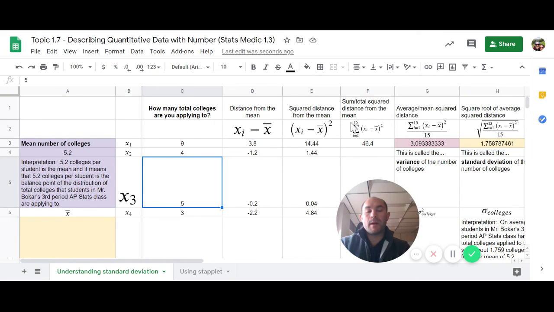And then sigma is all about summing. That just means sum. Take the total of those squared distances, the whole column E like we did. Then finally divide by 15 to take the average squared distance, and then take a square root of that. This looks similar to the formula we'll see for the standard deviation in AP Statistics.